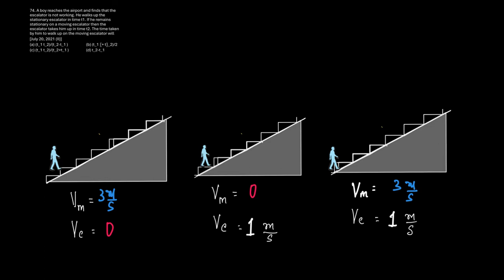To begin with, we will try to visualize what's given in the question. A boy reaches the airport and finds that the escalator is not working, which is represented in the first case here. The escalator is not working. He walks up the escalator in time t1. So this corresponds to time t1. This would be t2 and this would be t, say.